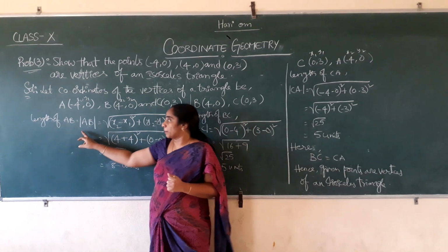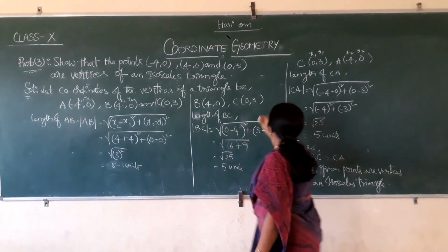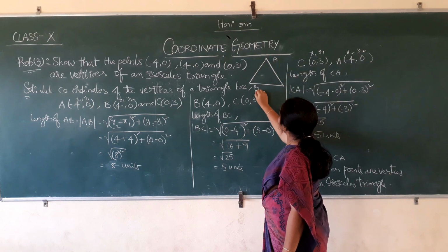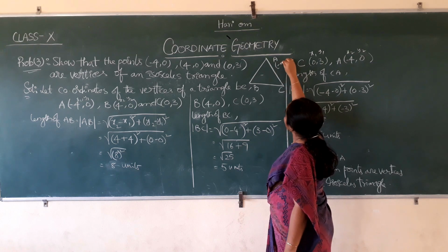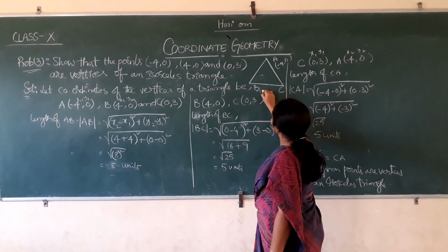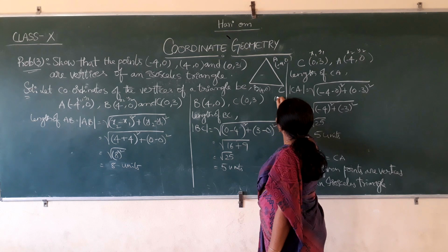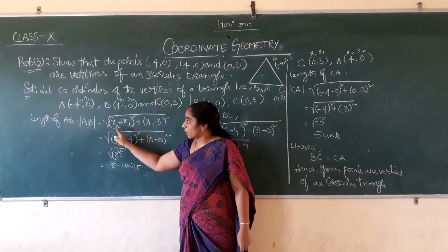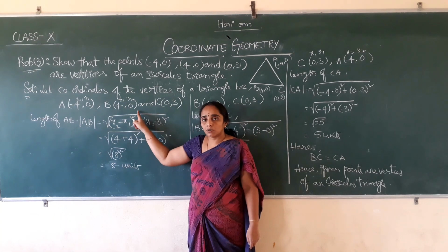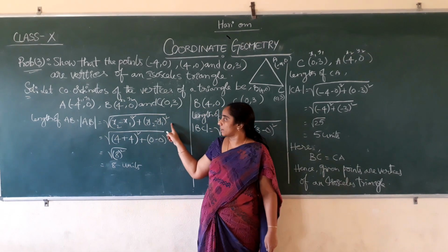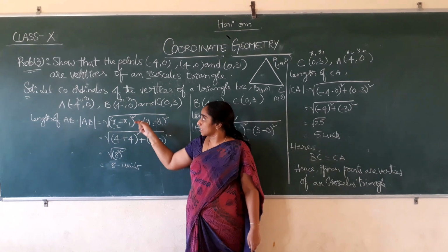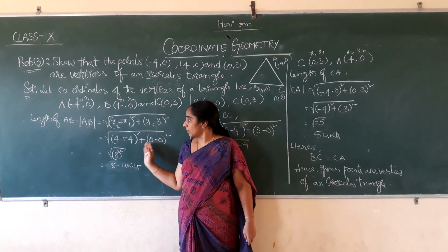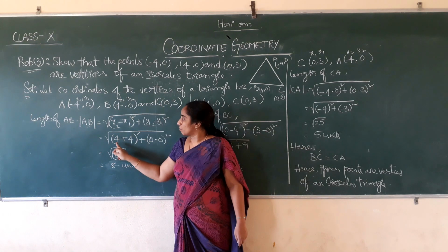Now the length of AB in triangle ABC, with points (minus 4, 0) and (4, 0) and (0, 3). Length of AB is the square root of (x2 minus x1) whole square plus (y2 minus y1) whole square. By substituting these points in this formula, we get x2 as 4.